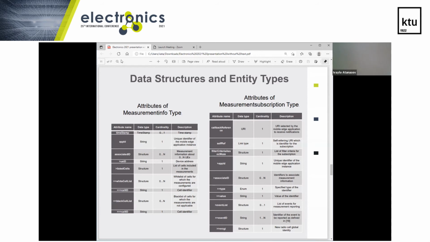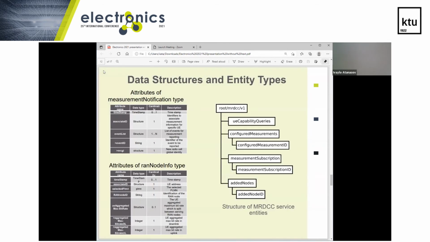So enough about the data. The service resources are organized in a tree structure following the service route and uniquely identified. The service route may be published in the registry of the services. The resources represent queries about device capabilities, measurements, and radio access nodes added by the application.